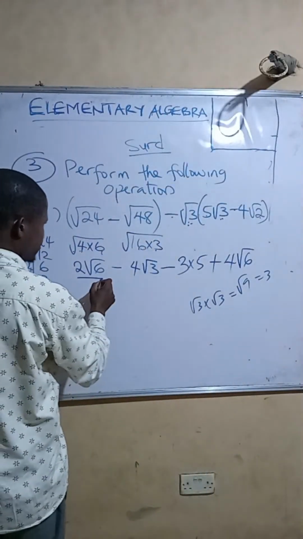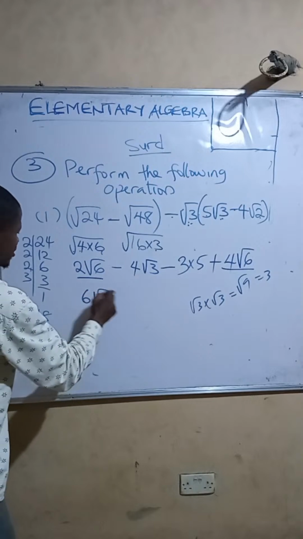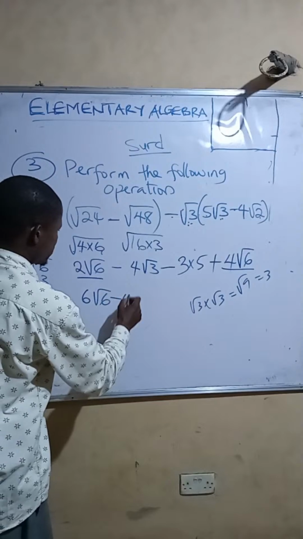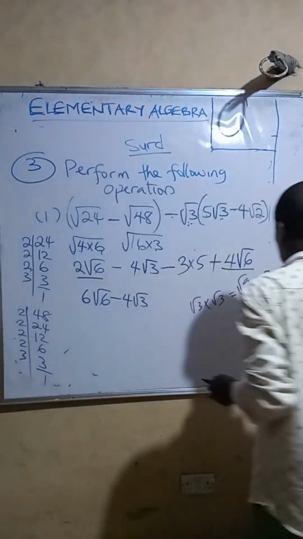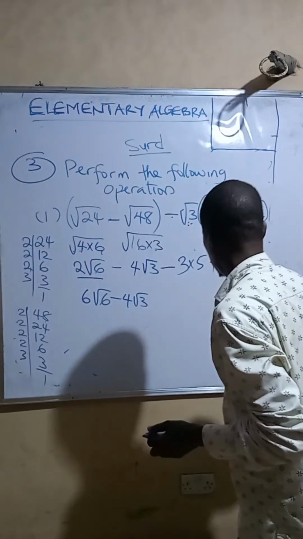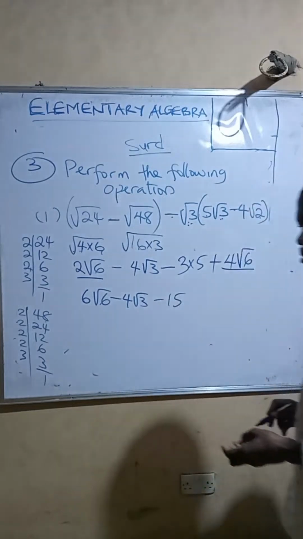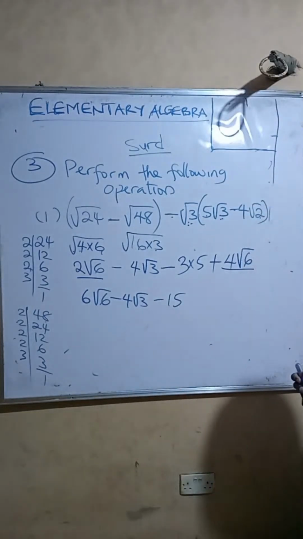So we're going to have now this one 2 root 6 and this one 4 root 6, that will be 6 root 6. Okay, minus 4 root 3, minus 15. That's 15. I think that is the final conclusion for that.